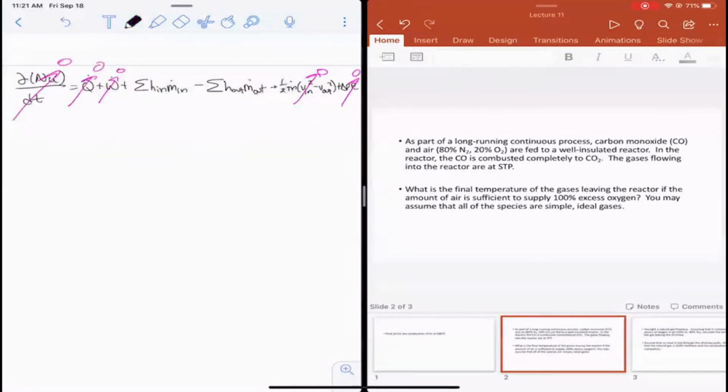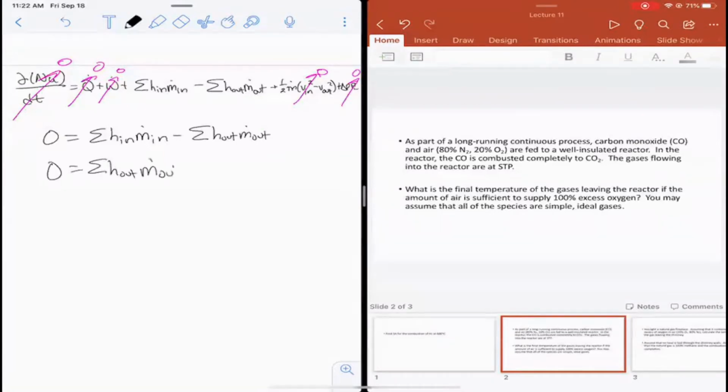So we're left with this expression for the result of our energy balance, which will be really, really common: 0 is equal to the sum of the enthalpy that's entering, minus the enthalpy that's leaving. And in my notes, I did an extra step where I just flipped the minus.